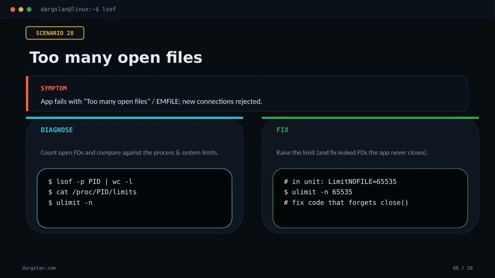Memory isn't the only thing you can run out of. File descriptors are just as easy to exhaust. When an app starts rejecting connections with EMFILE or too many open files, count what it's actually holding with lsof -p PID piped to wc -l, then check the ceiling in /proc/PID/limits and ulimit. If you're genuinely near the cap, raise it, LimitNOFILE in the systemd unit, or ulimit -n 65536 in the shell. But be honest with yourself. If the number keeps climbing, you don't have a limit problem, you have a leak. Find the code path that forgot to call close.